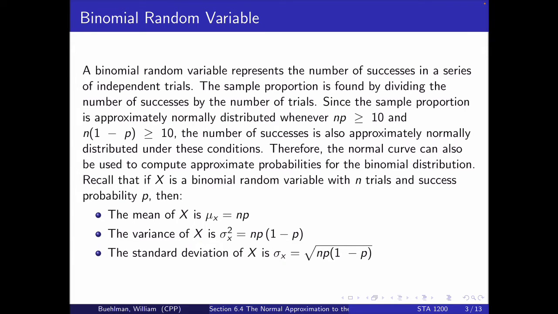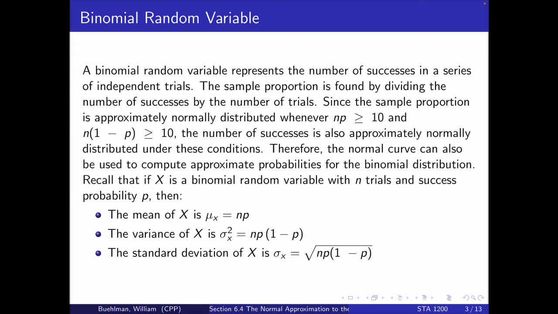A binomial random variable represents the number of successes in a series of independent trials. The sample proportion is found by dividing the number of successes by the number of trials. Since the sample proportion is approximately normally distributed whenever n times p is greater than 10 and n times 1 minus p is greater than 10, the number of successes is also approximately normally distributed under these conditions. Therefore, the normal curve can be used to compute approximate probabilities for the binomial distribution.